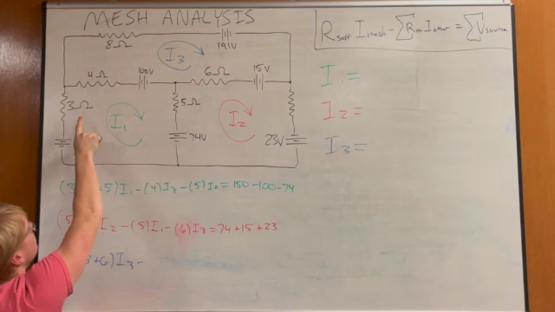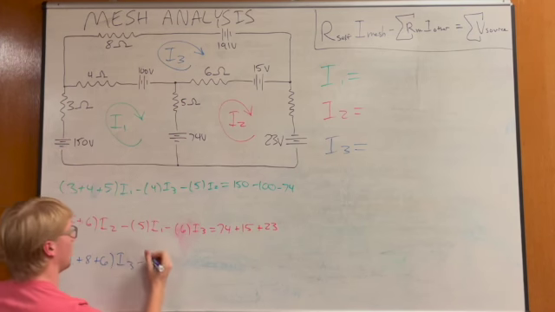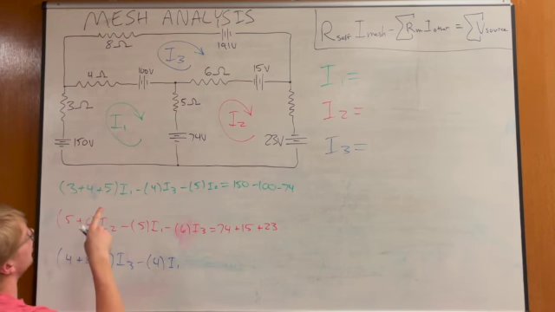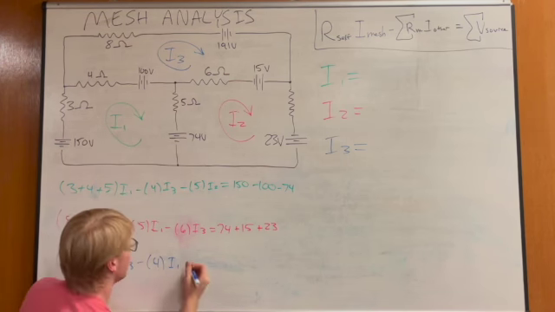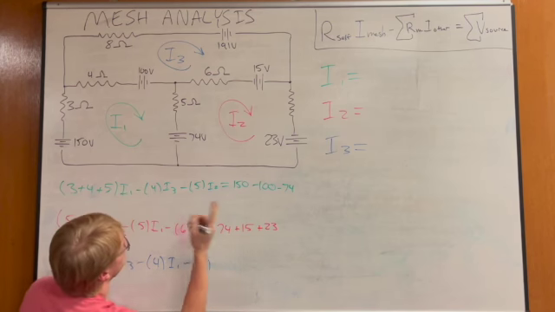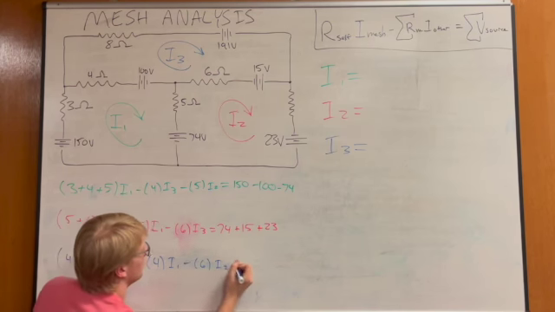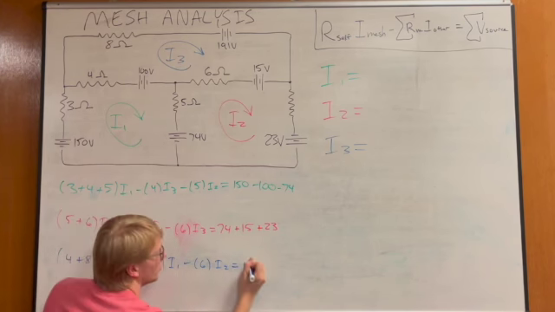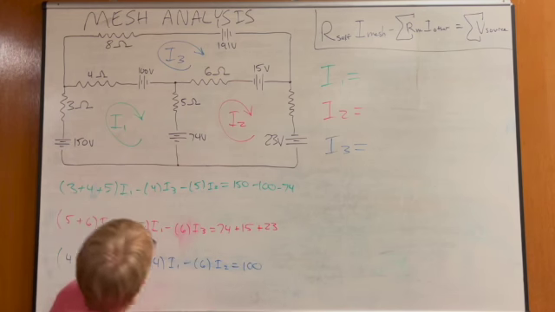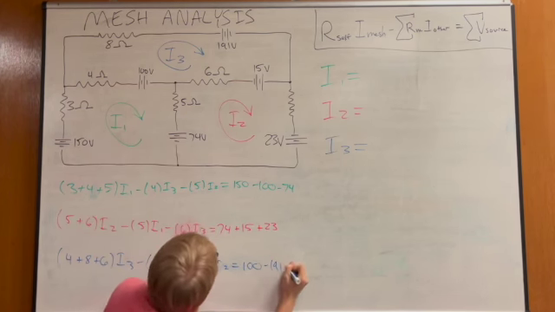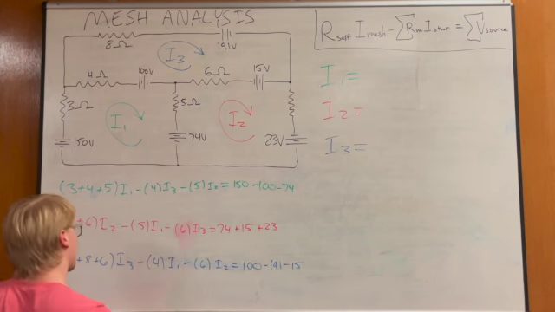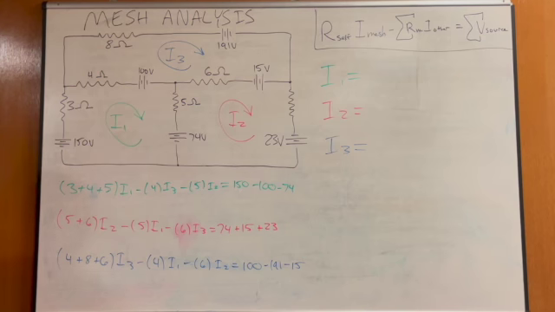That's the next step. The mutual with I1 is 4, so 4 times I1. The mutual with I2 is 6. When you have 2 variables, you have to make it in terms of one. That is equal to the voltages from the left side originally: positive 100, negative 191, and positive 15. All right, so I'm going to move all this stuff over there and simplify it down.